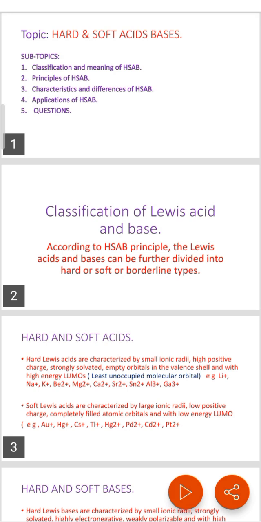So Lewis acid is an electron acceptor, while Lewis base is an electron donor. That's why it is well accepted in most aspects of chemistry. So Lewis acid and base is the one we are going to use in hard and soft acid bases. Now, classification of Lewis acid and base.